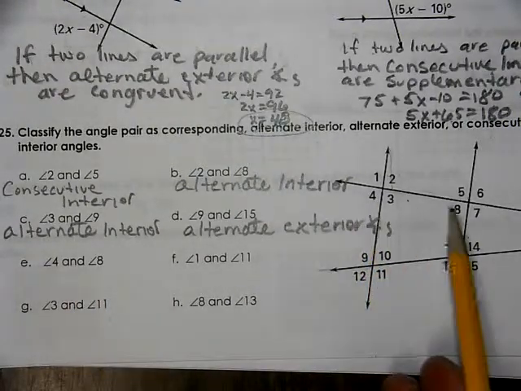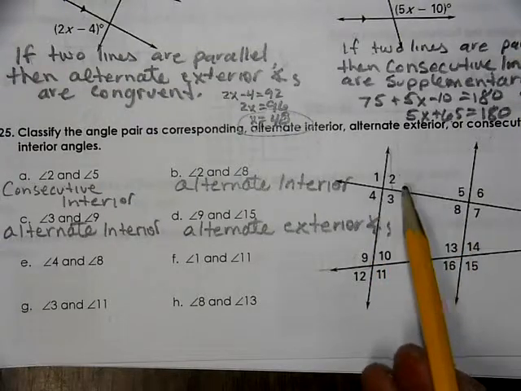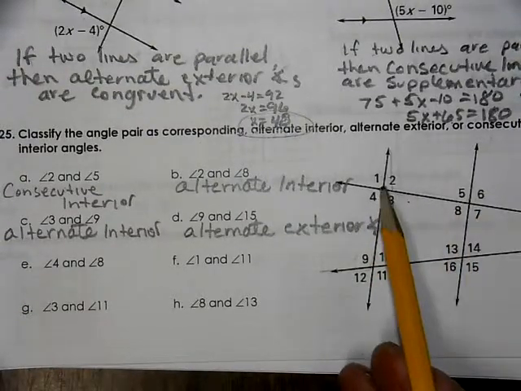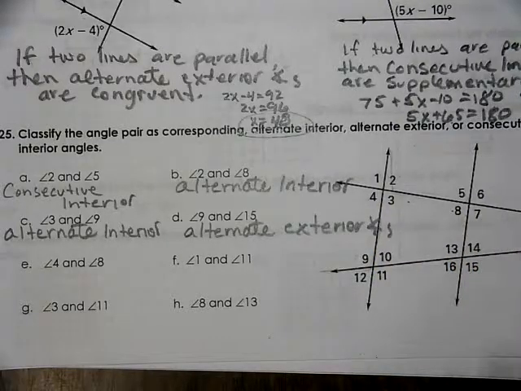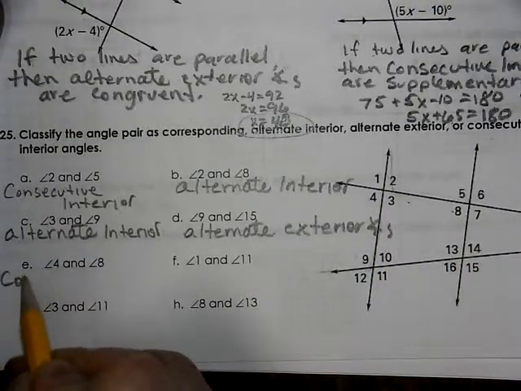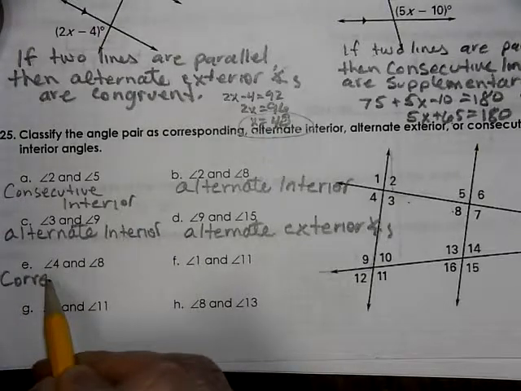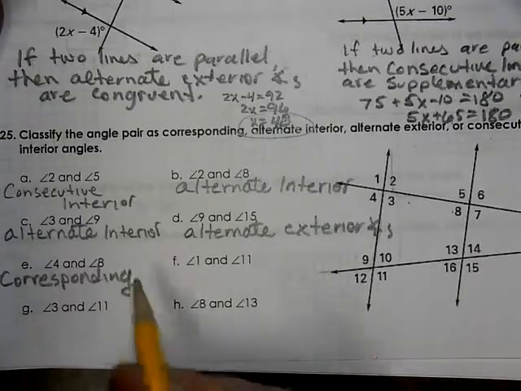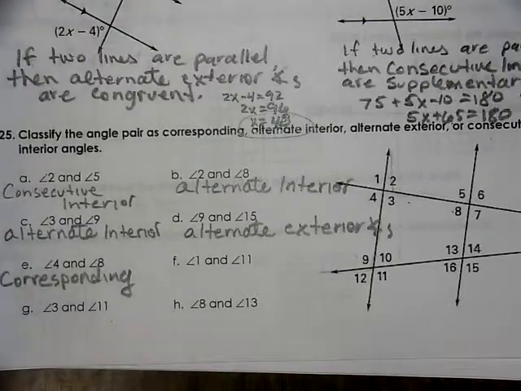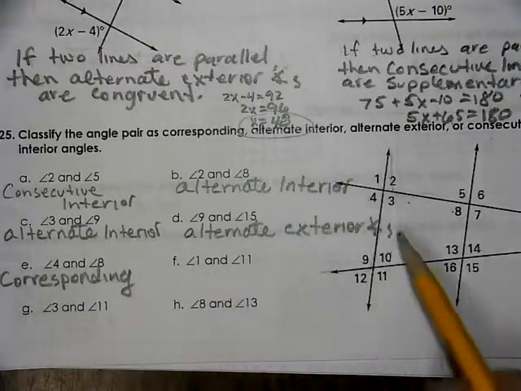4 and 8, notice that 4 and 8, compared to the vertex, are both down and to the left, down and to the left. That makes them in corresponding positions. So they're corresponding angles.